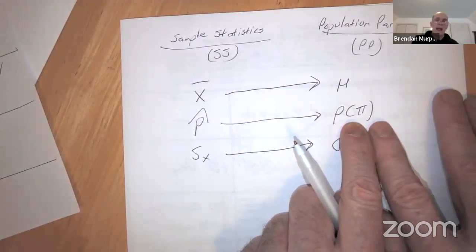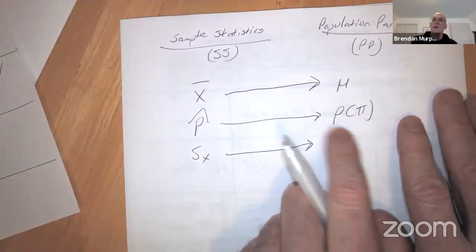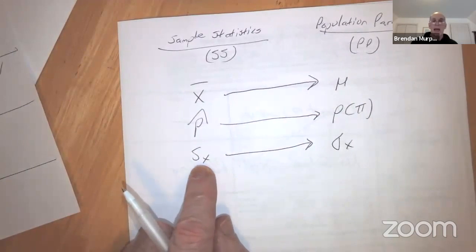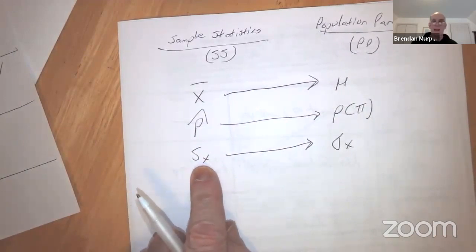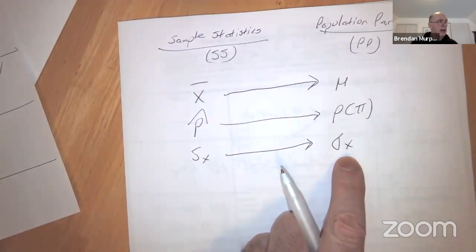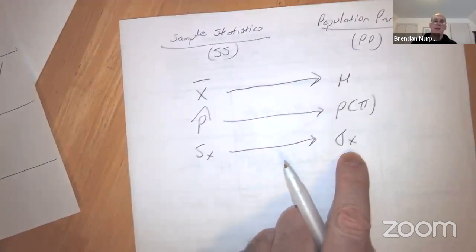And I have mixed emotions about this. I guess I understand and like both of those. Sx is my sample standard deviation, and I'm going to use that to forecast my population standard deviation.